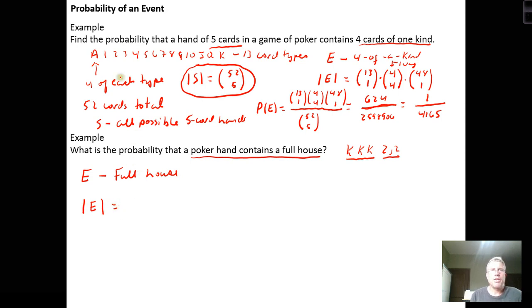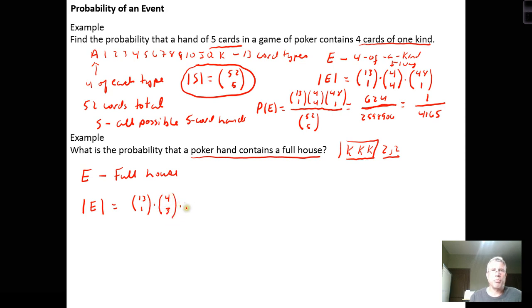I could say, hey, there are 13 types of cards. I'm going to start in stage 1. I'm going to pick one of the 13 types to have my set of 3. So once I choose the card type that I'm going to have in my hand, I need 3 of them. There are 4 of each type of card. I'm going to choose 3.